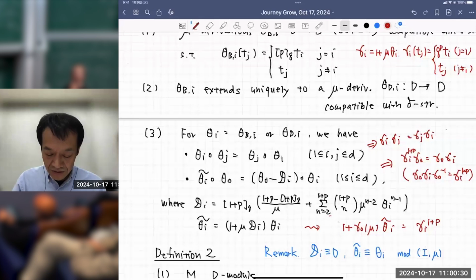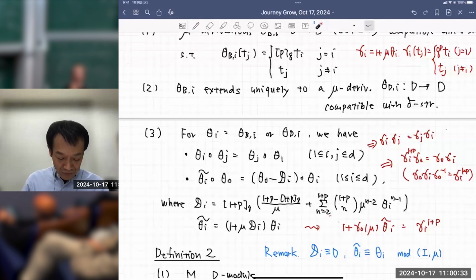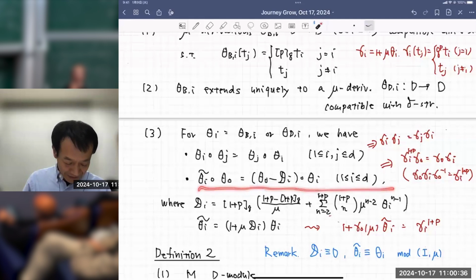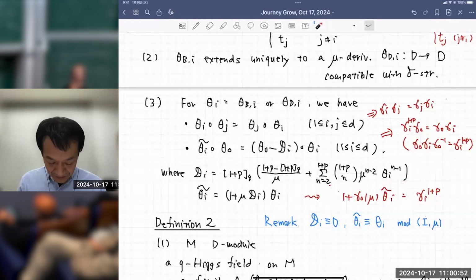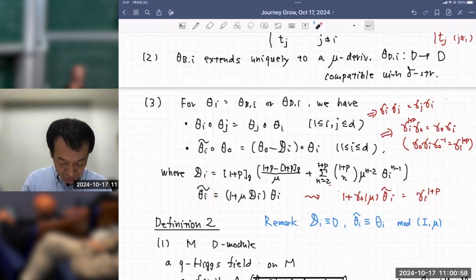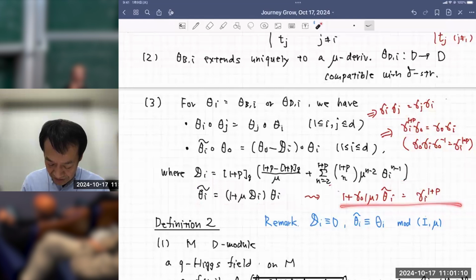this formula. And so this is quite simple, but if you take the associated mu derivation, so this is very complicated. And so here I will try to explain what this and this are. So d_i is defined by this complicated formula, but this is associated to theta i. And then theta i tilde is defined by this formula, but this corresponds to the 1 plus p-th power of gamma i appearing in here by this formula. So here, gamma 0 mu appears, so it's complicated.